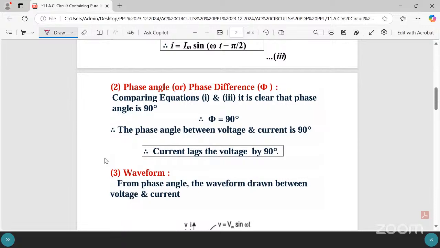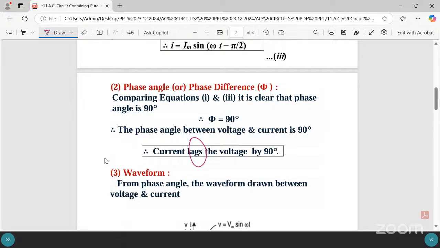This is input, this is output. Current lags voltage. Why did we get lag? Because of minus 90 degrees. I is equal to Im sin omega t minus pi by 2. We got minus, that's why it is clear that it lags. What is the input? V is equal to Vm sin omega t. What is the output? Current, I is equal to Im sin omega t minus pi by 2. That is the output, that's why current lags. Current lags the voltage by 90 degrees.